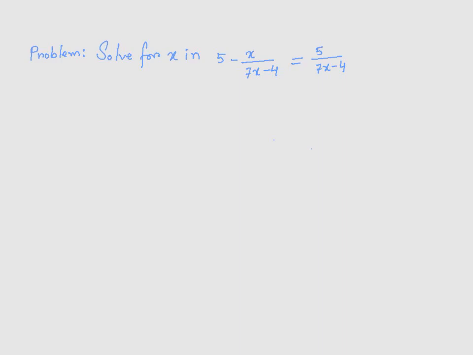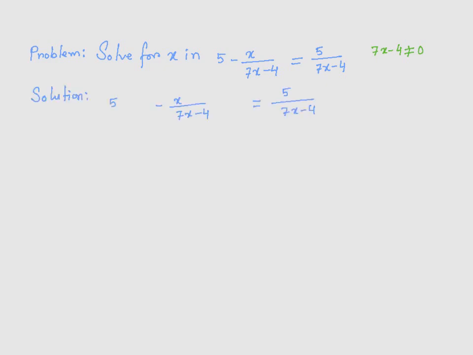In this video, I am going to solve for x in this given equation. One of the assumptions I have to make here, which I should write here, is 7x minus 4 is not equal to 0. That assumption has to be made because if 7x minus 4 is 0, then we are dividing by 0, which is not allowed because it makes it undefined.